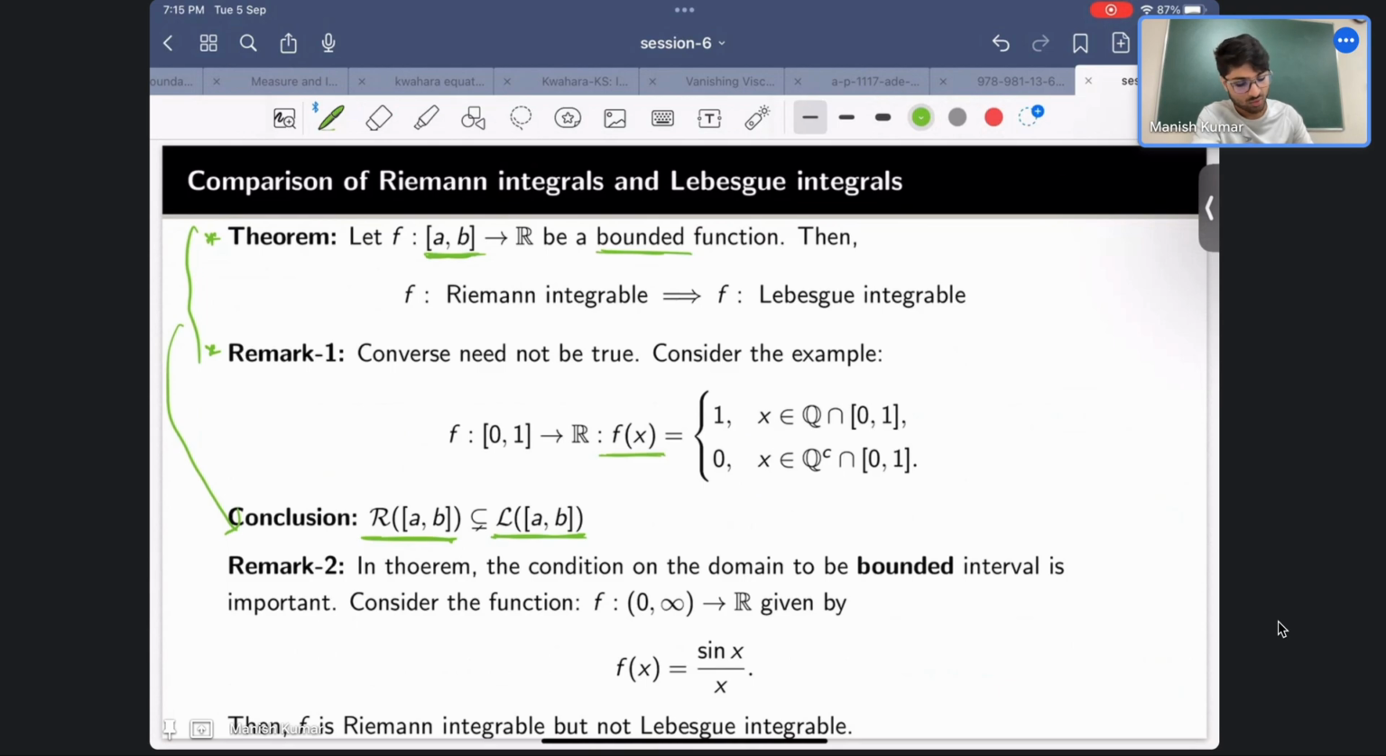So this identity says that Lebesgue integration is a generalization. I am saying generalization just because if a function is Riemann integrable, then it is Lebesgue integrable, and the value matches. That is the important point, that the value matches, and that is why I can say that Lebesgue integration is a generalization of Riemann integration.